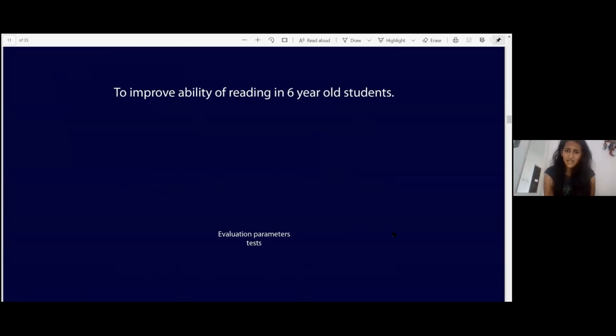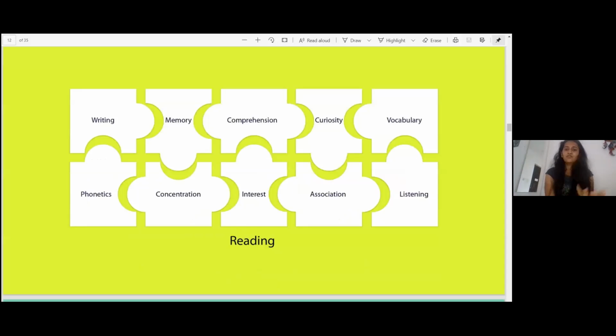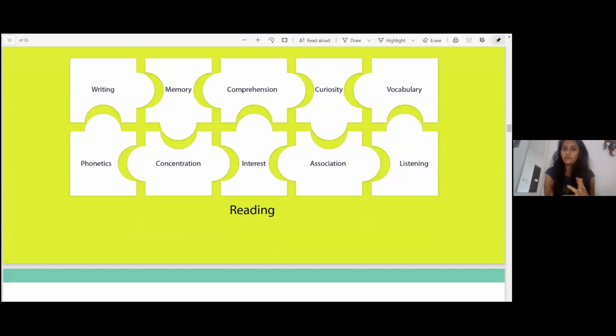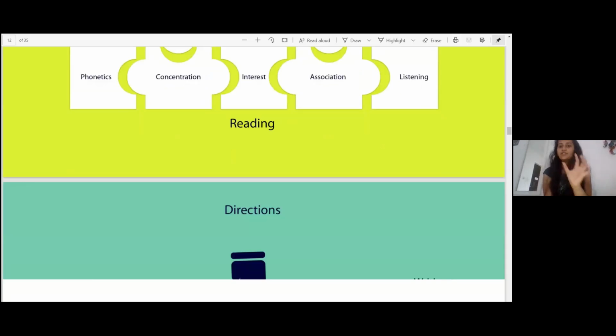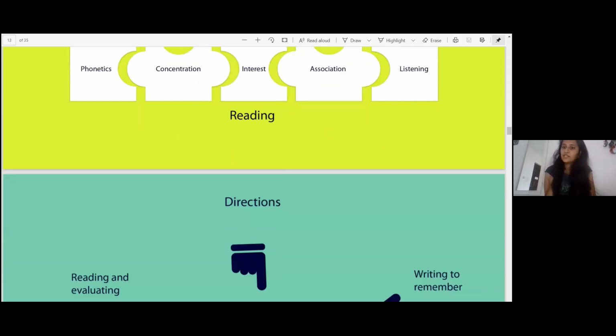So as a first step, I tried to look at the different factors that help us read better. Writing, memory, comprehension, curiosity, vocabulary: all of these small elements come together to help us read better. So focusing on any of these or multiple of these is ultimately going to help you read better.